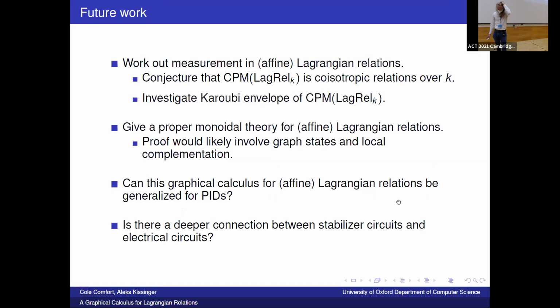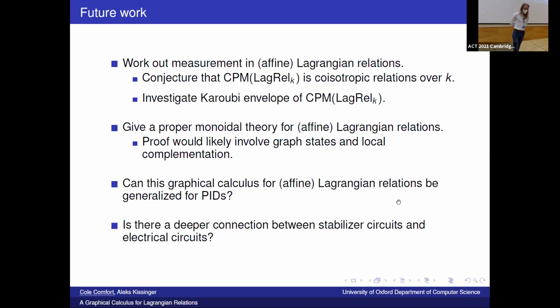So here are some things that we're thinking about doing. One obvious thing to do, inspired by the quantum side, is to work out measurement in the affine Lagrangian relations. I'm pretty sure that if you look at the CPM construction, where you're adding quantum discarding to Lagrangian relations, this would give you coisotropic relations. And then you can split the idempotent corresponding to decoherence in this category to have a conditional, like classical measurement. I know Guillaume is giving a talk tomorrow, I think, on a similar topic. So if you're interested in this, you should watch that talk.